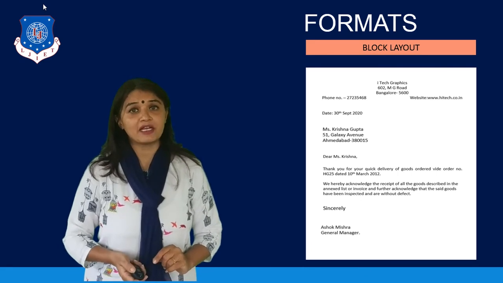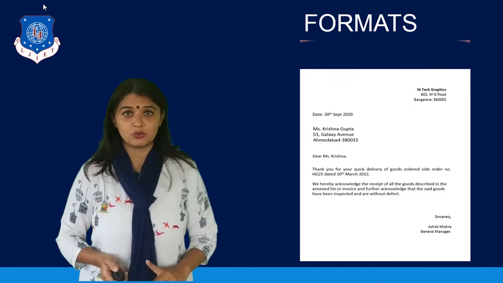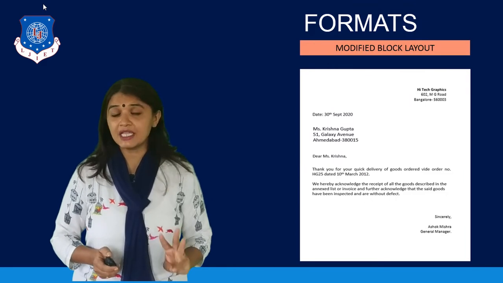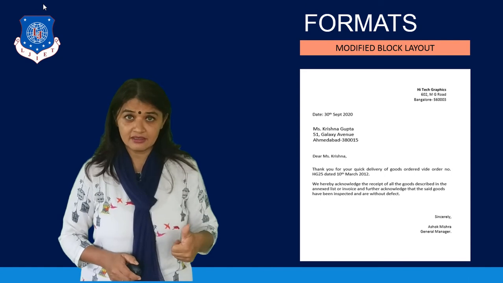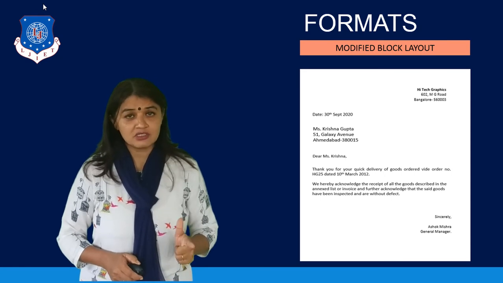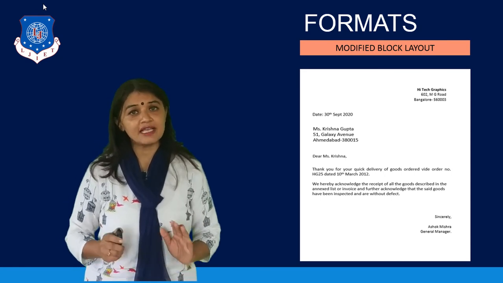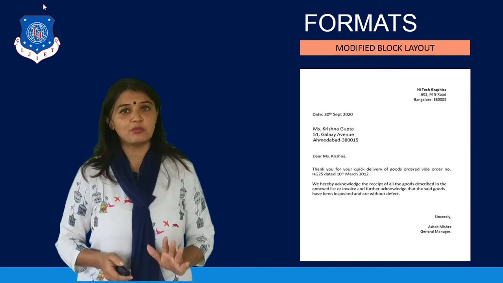Now the next format is the modified block layout. As you can see, 3 elements are justified to the right margin. That is the letterhead, the complementary clause, and the signature block. Rest all is the same as the block layout.